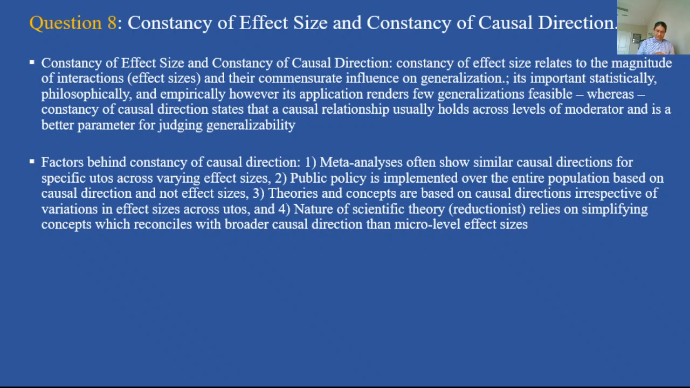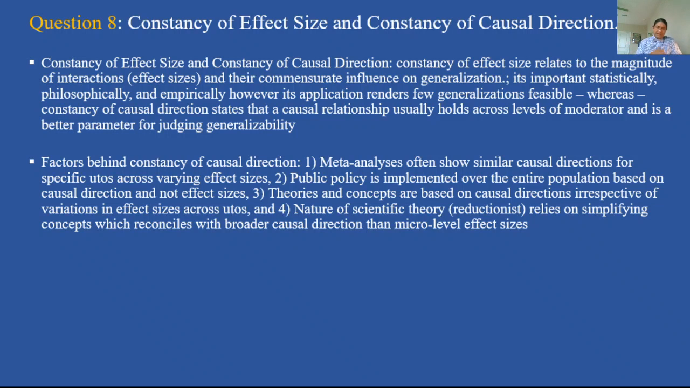Now, how does the book justify this statement? Well, there are four reasons given by the book. One, there are a lot of meta-analyses. If we look at them, the causal signs are usually constant across studies. So if you look at different studies for a specific outcome, most of them will show the same causal direction. Though the effect sizes and sample sizes may vary accordingly, the causal direction remains the same.